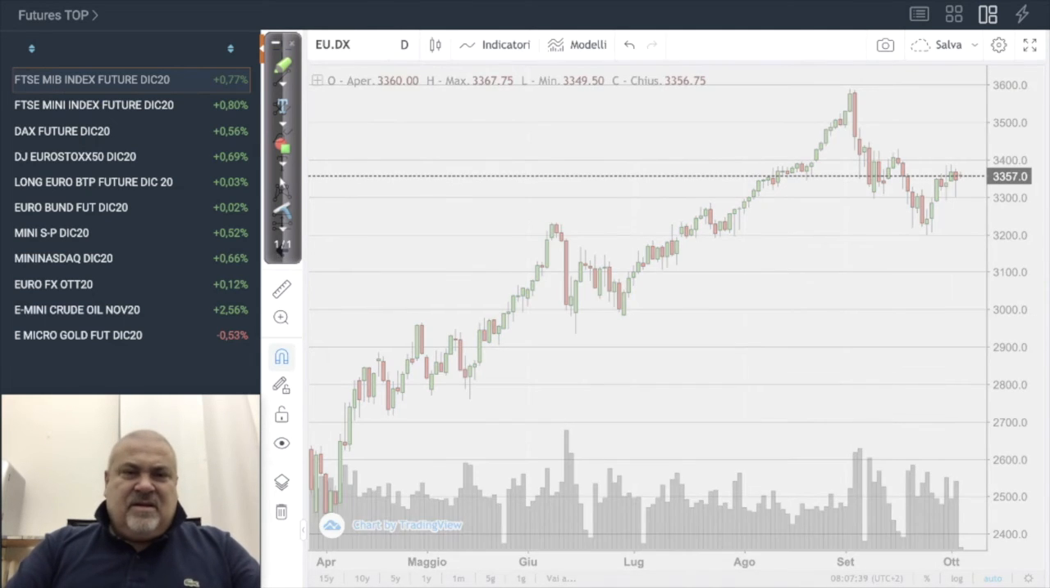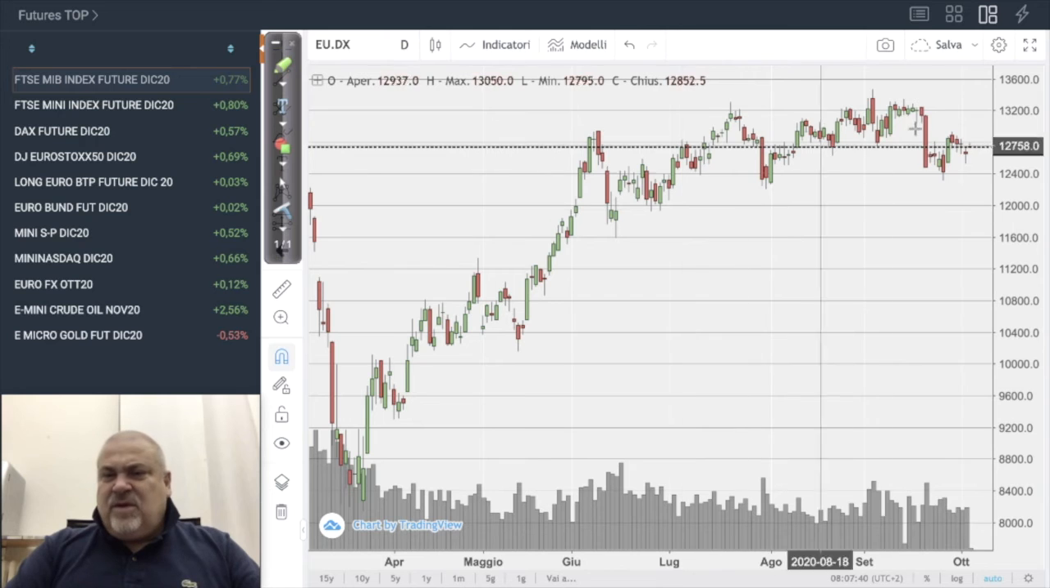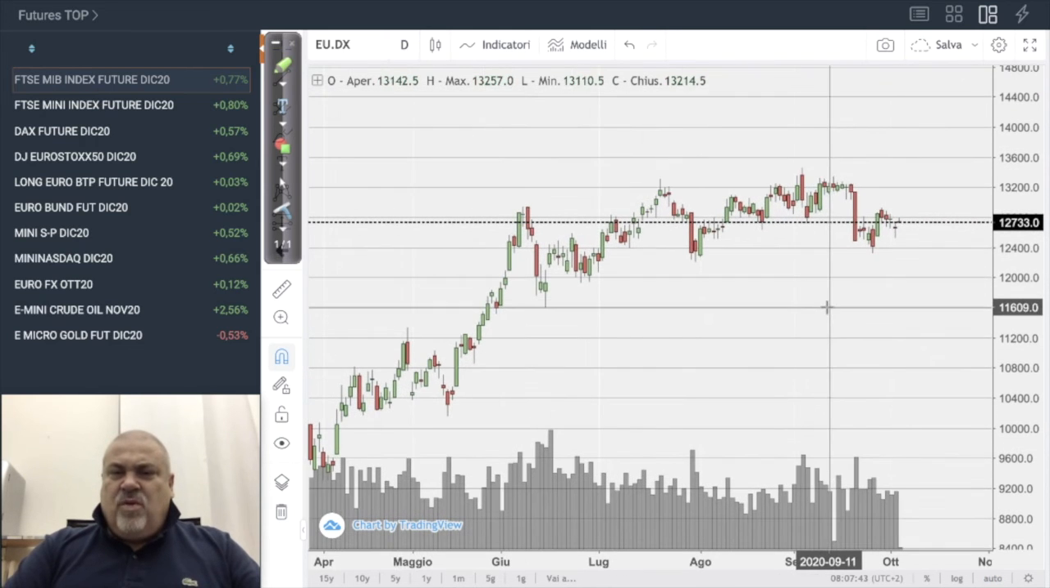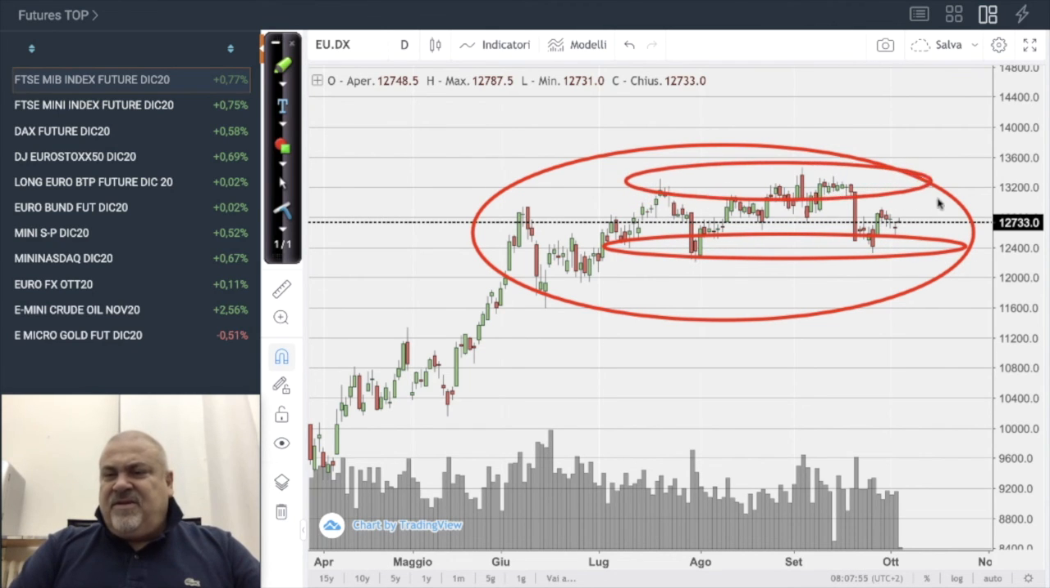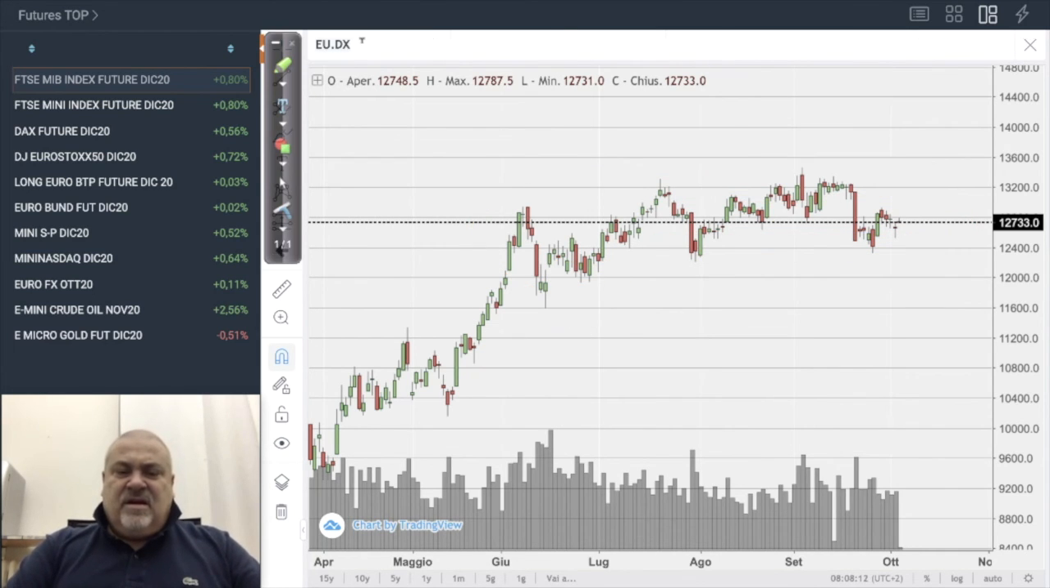a consolidated sideways also on the DAX. So we can clearly see that the DAX is in a consolidated sideways here, where the first support is around this area, 12,400, and 13,200 is more or less working as a resistance. So the market is moving up and down from this level. The next very important key level could be 12,000 here and 11,600 working here. So this is for what concerns the DAX.